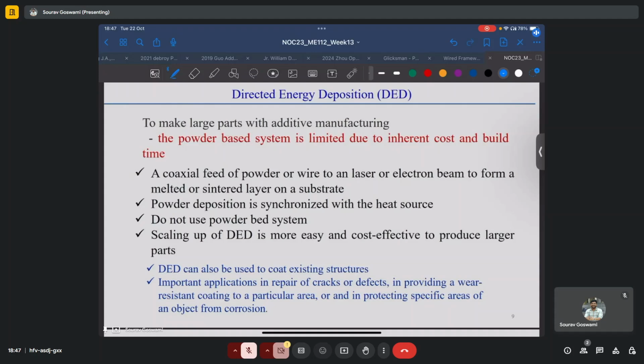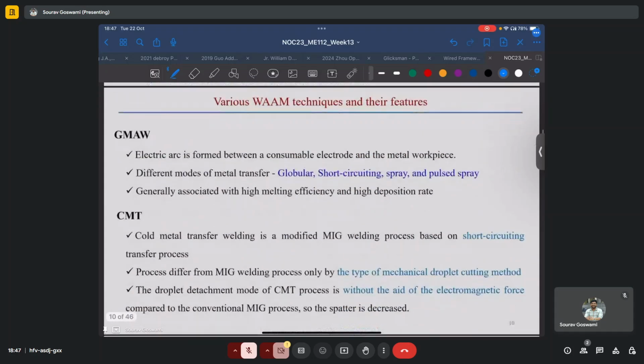DED, as you know, can also be used to coat existing structures. Such a process is called cladding, laser cladding, and this finds important applications in repair of cracks or defects, in providing wear-resistant coatings to particular areas, or in protecting specific areas of an object from corrosion.